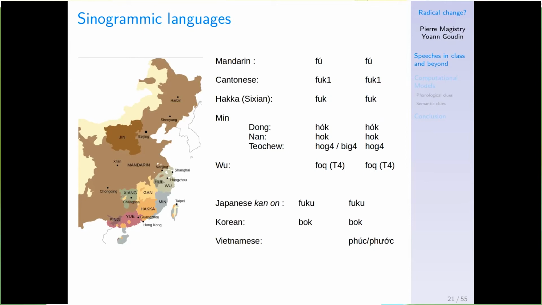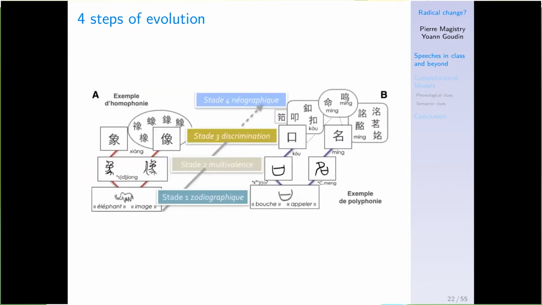And the same for what happened in sinographic languages such as Japanese, Korean, and Vietnamese, who were the first to borrow the Mandarin, the Chinese reading and vocabulary.